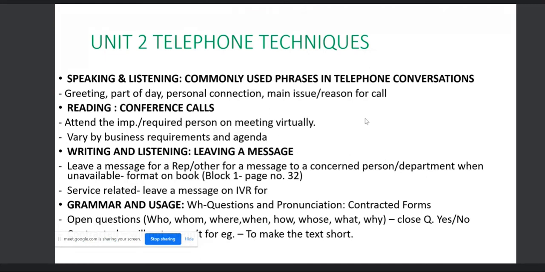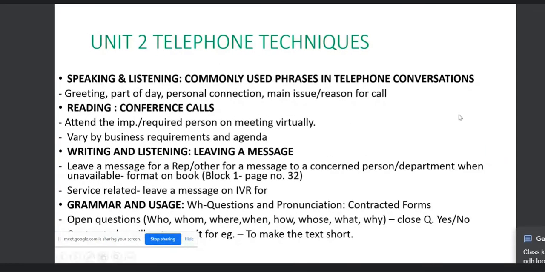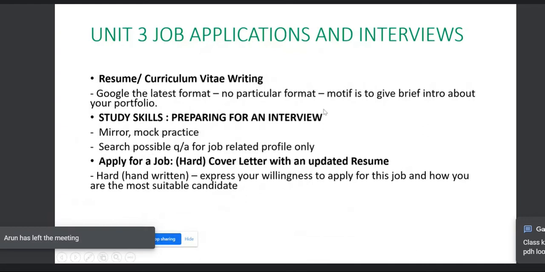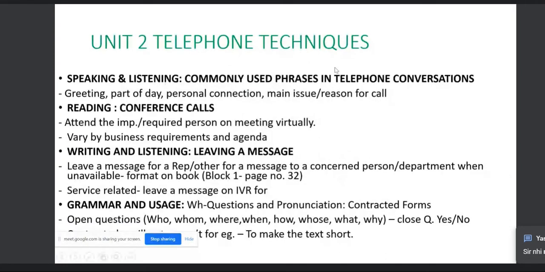or hi, good morning, my name is this, and I hope you are doing well. Say, okay, hello, good morning, my name is this, and I hope you are doing well. And then you will mention the reason for your calling, why you are calling.